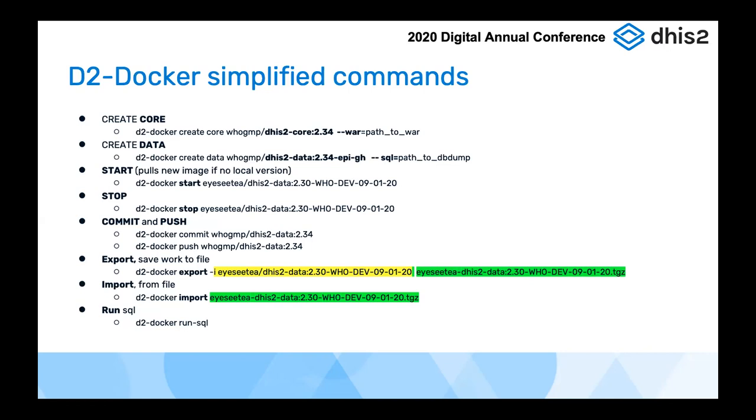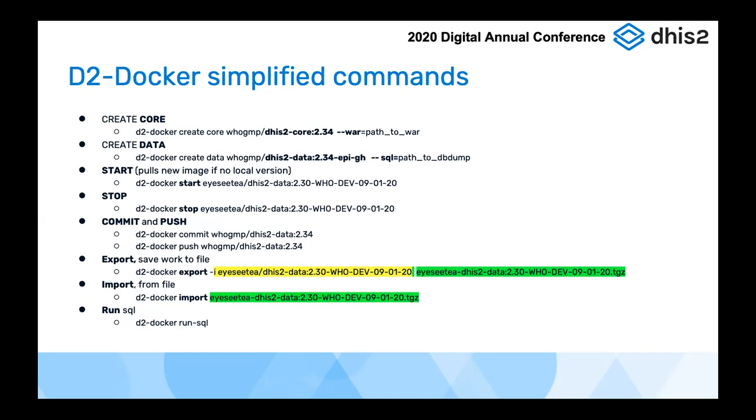The simplified set of commands. This is not a complete list, but it's basically what you need. I mentioned earlier that you have two basic images: the core, which represents the actual DHIS2 and includes the version. The first command is to create that core. You can create it from an existing WAR file on your local machine, or it can be downloaded from the web directly. And then the data itself. With the second command, you create the data.